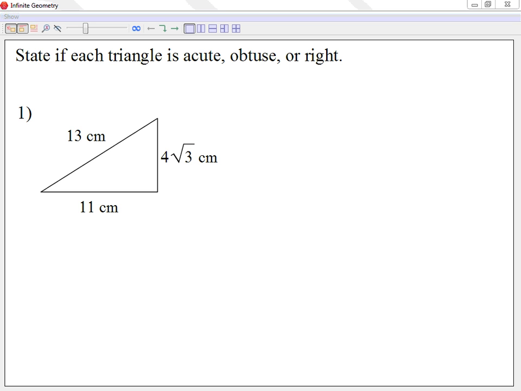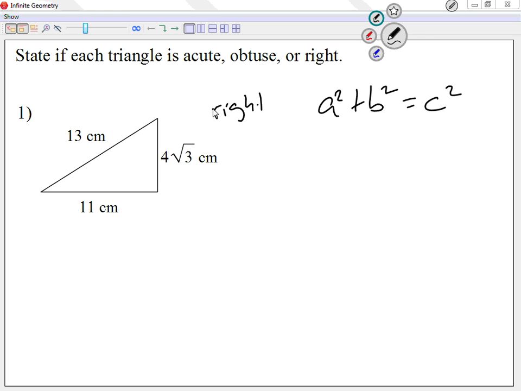All right, now looking at today's stuff, Pythagorean theorem. You guys are familiar with the Pythagorean theorem. You know it as a squared plus b squared equals c squared. That's the Pythagorean theorem, and that works as long as we have a right triangle. Now, the question for number 1 is state if each triangle is acute, obtuse, or right. So I know this works if it's a right triangle.